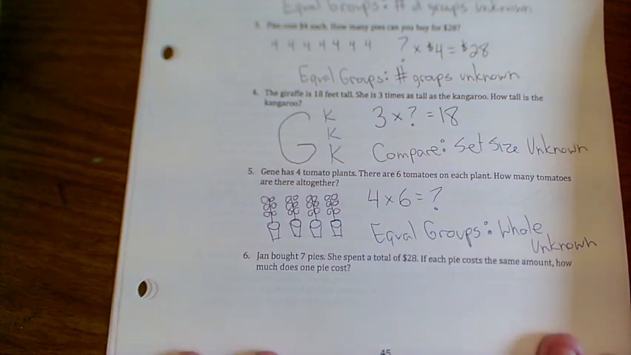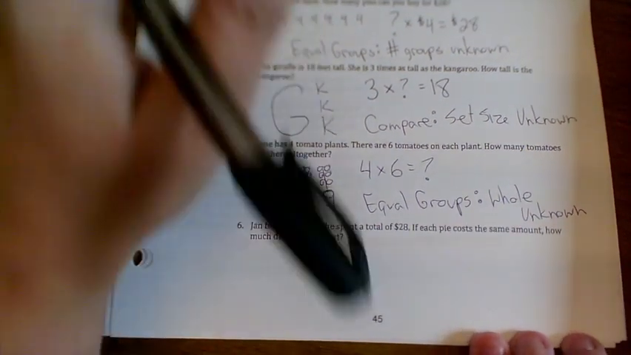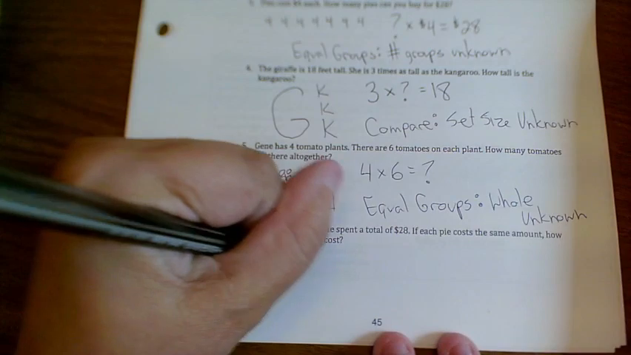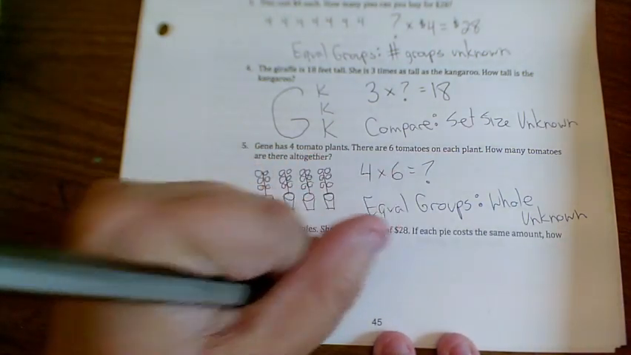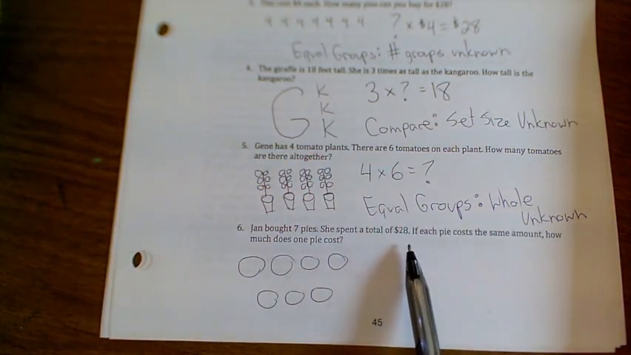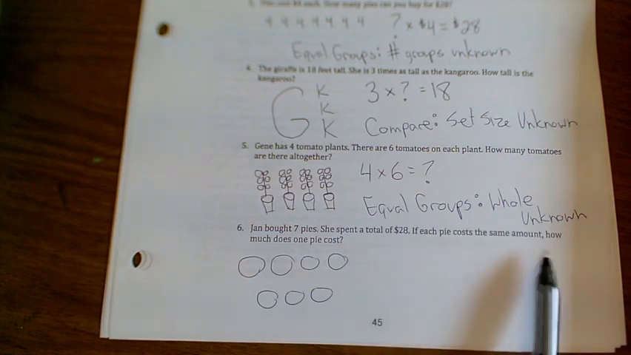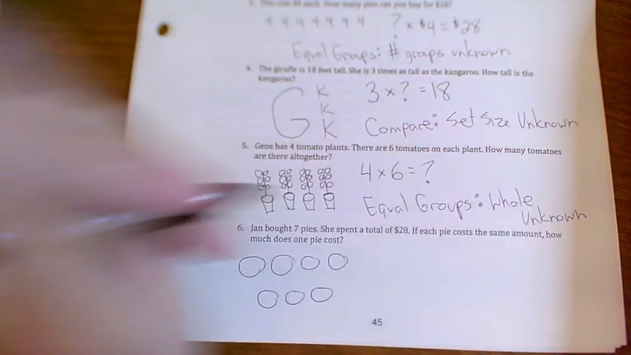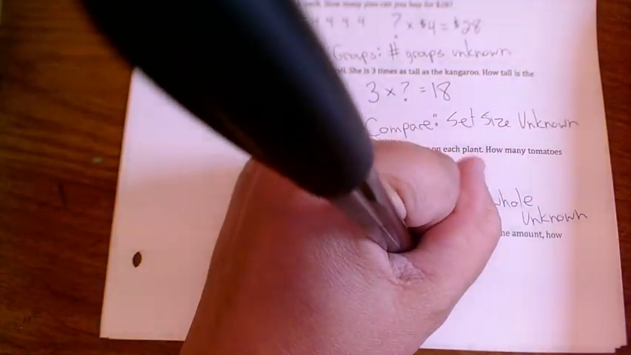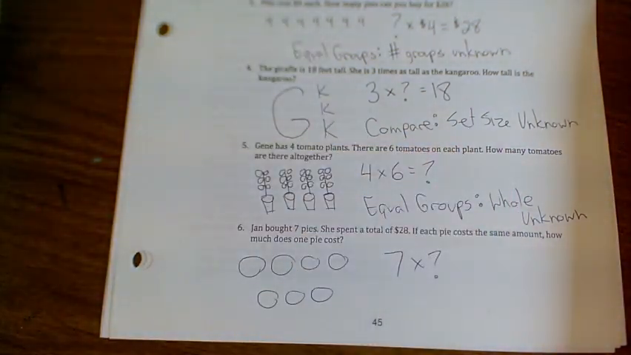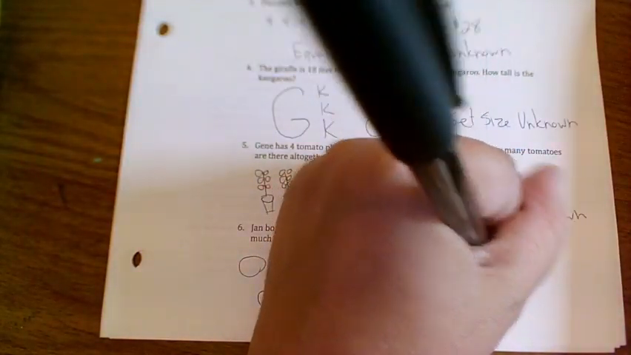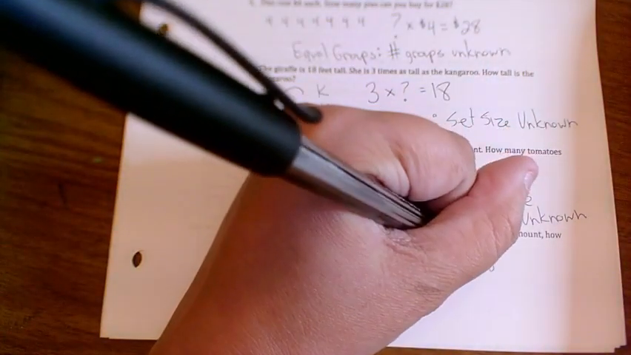Okay. Number 6, Jan bought 7 pies. So 1, 2, 3, 4, 5, 6, 7. She spent a total of $28. If each pie costs the same amount, how much does one pie cost? So we have 7 groups. We do not know how much money each group costs, but we do know we spent a total of $28.